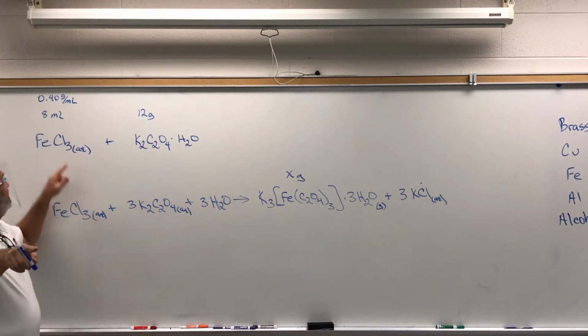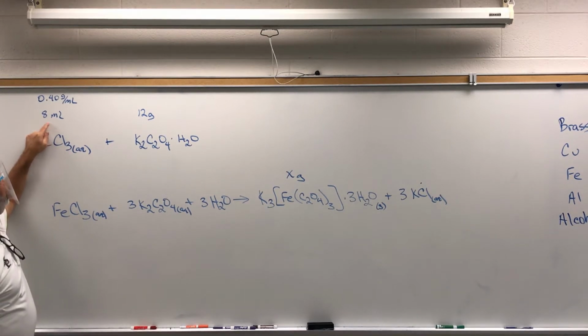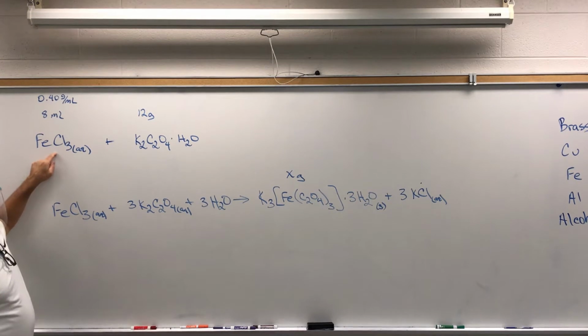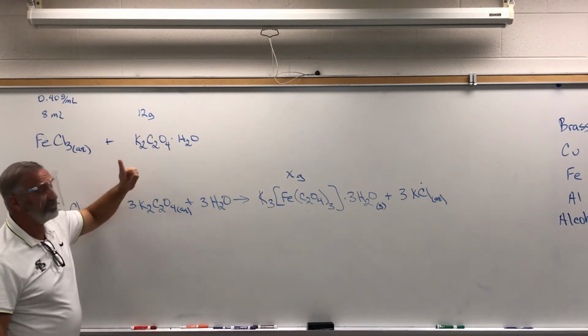Okay, so how do I convert this one to moles? Use molarity, so you basically just multiply it, well, 8 times 0.4 is going to give you grams. And you need to divide by the molar mass to get the moles. And there you just divide by the molar mass. Now here's the deal.